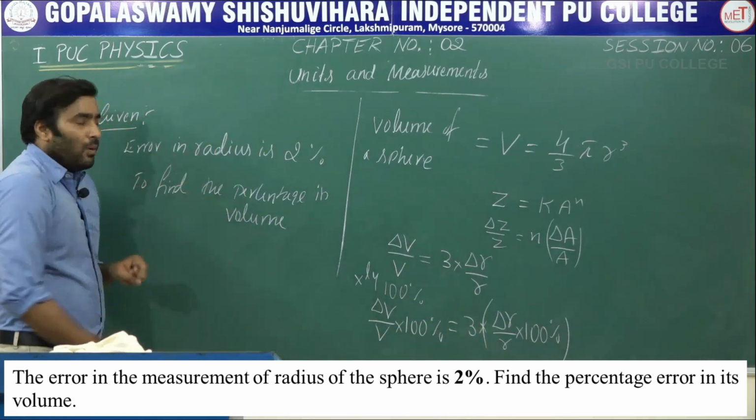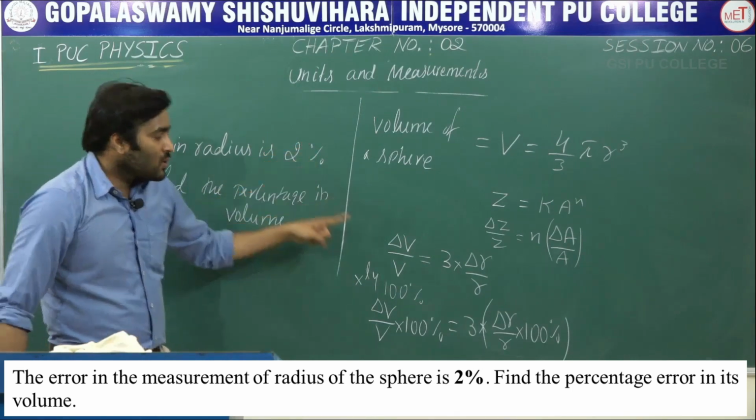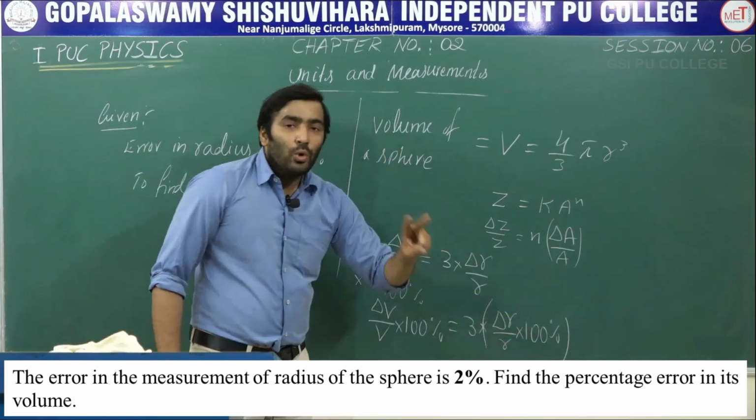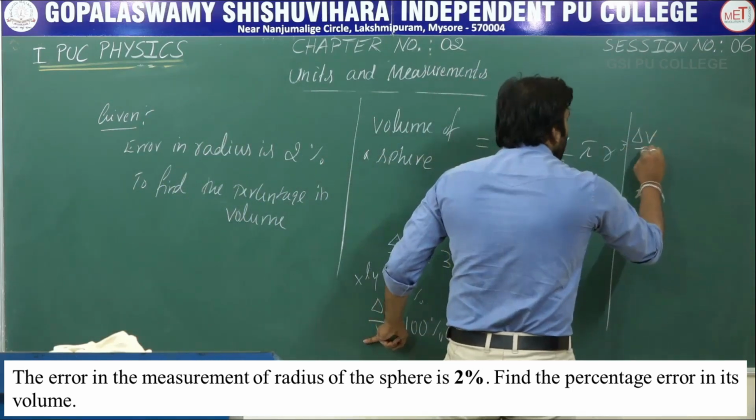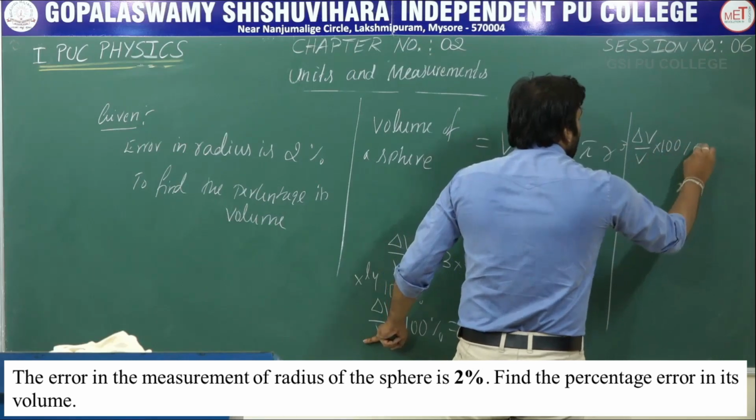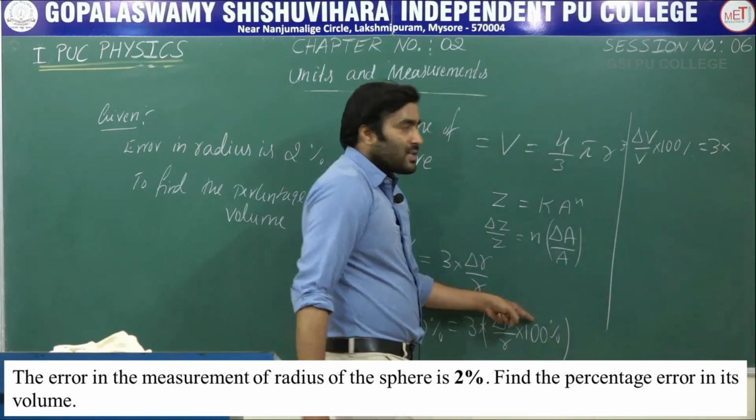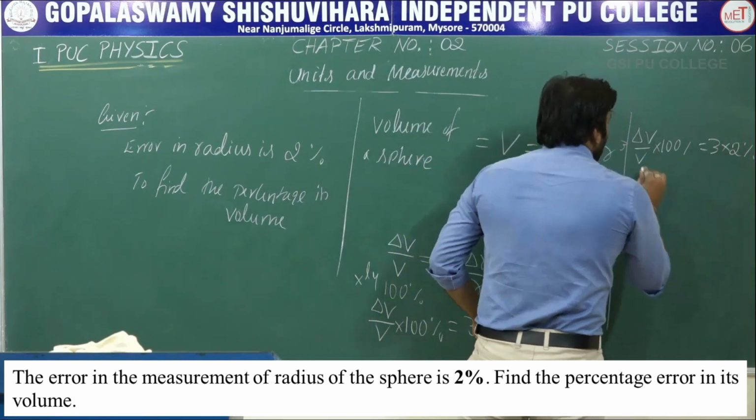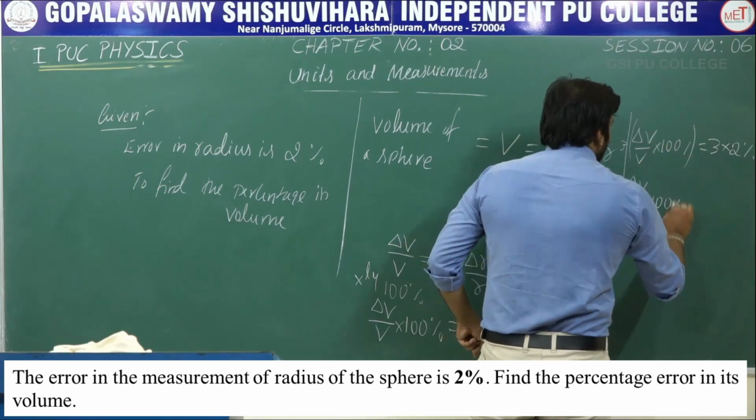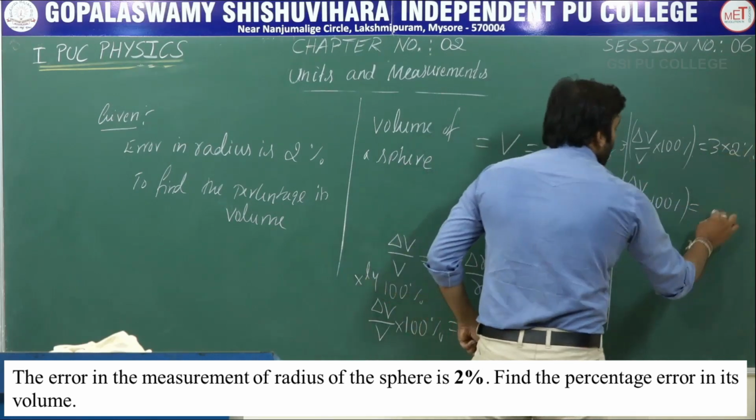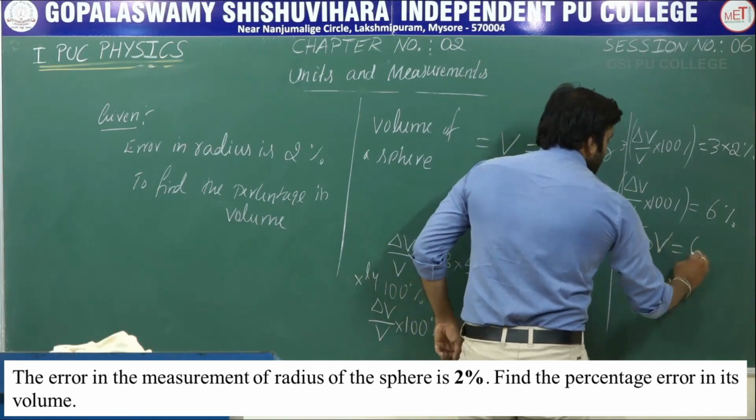So in the given problem, the error in the radius is given as 2%, which is nothing but a percentage error. So this value is equal to 2%. So let us write that. Delta V by V into 100% is equal to 3 into this error in radius, which is equal to 2%. So this is 2%. Now the error in volume, delta V by V into 100%, this becomes equal to 6%. Therefore error in volume is 6%.